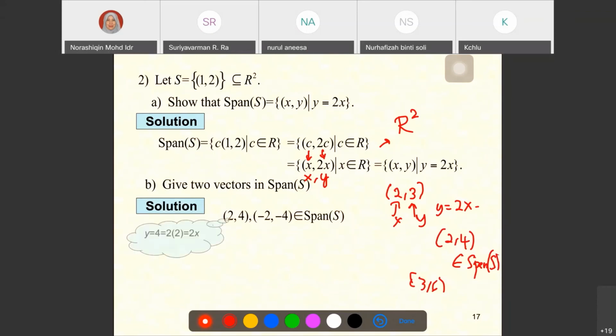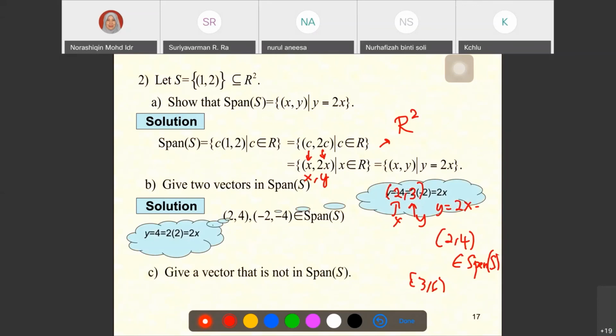So doctor, like they said y is equal to 2x, like a multiple of 2, right? Yes, correct. Okay. Give 2 vectors that are not in the span of S. (2, 3), then. Okay. (2, 3), (2, 0).